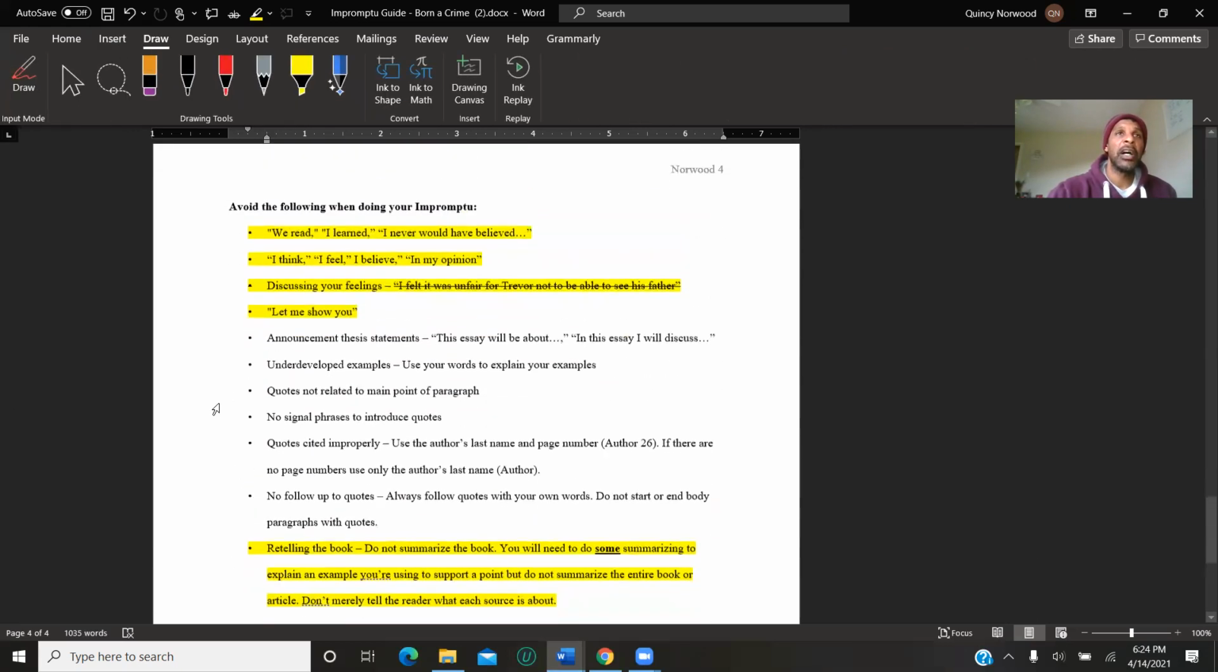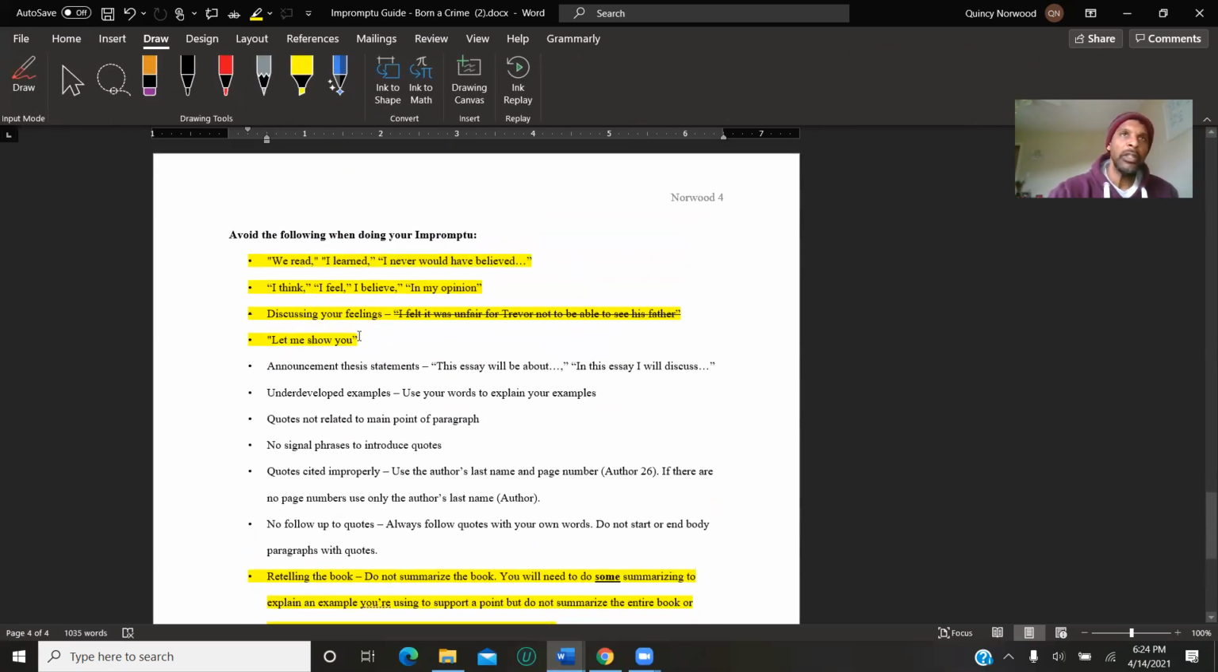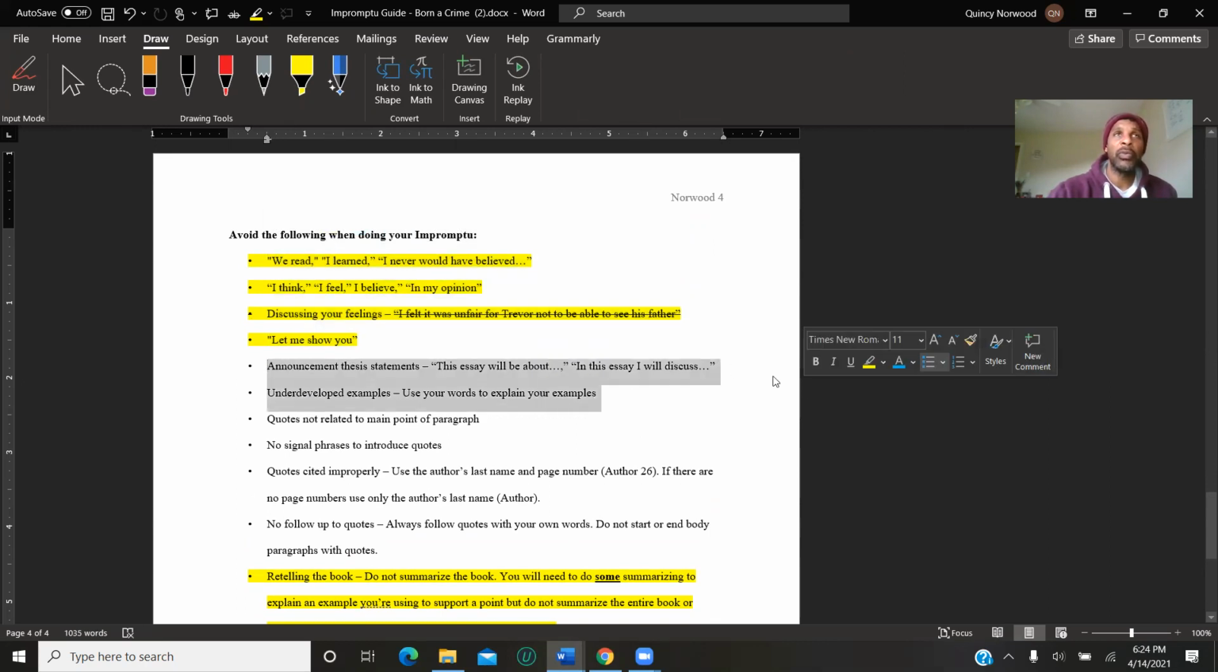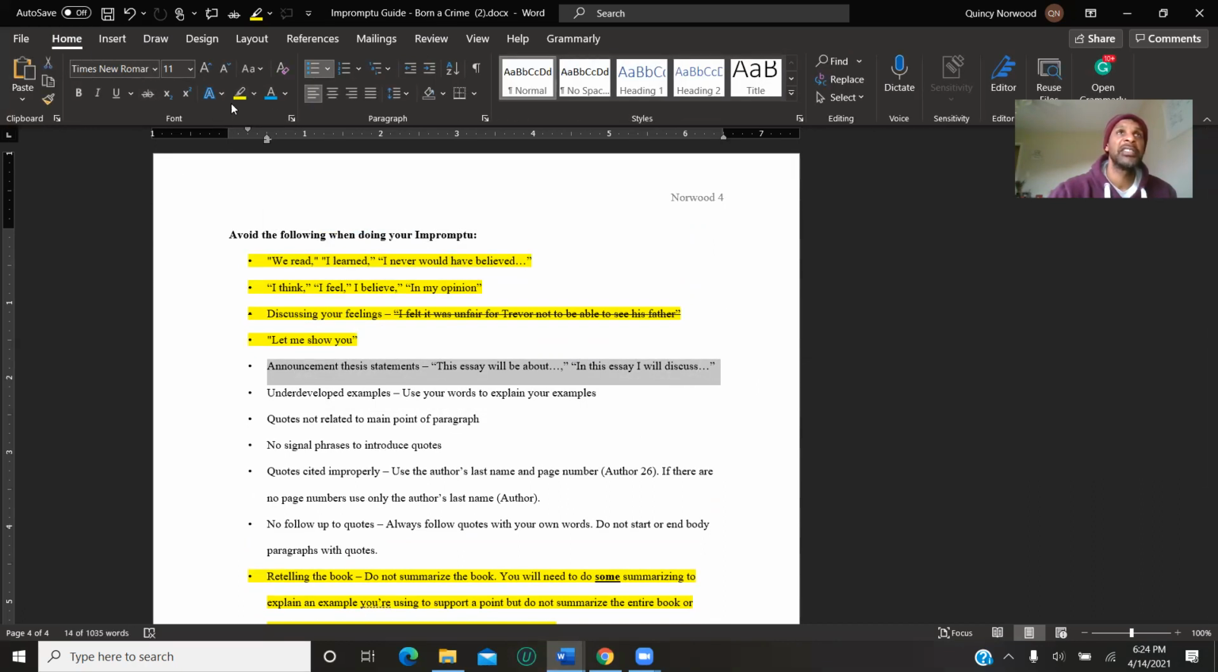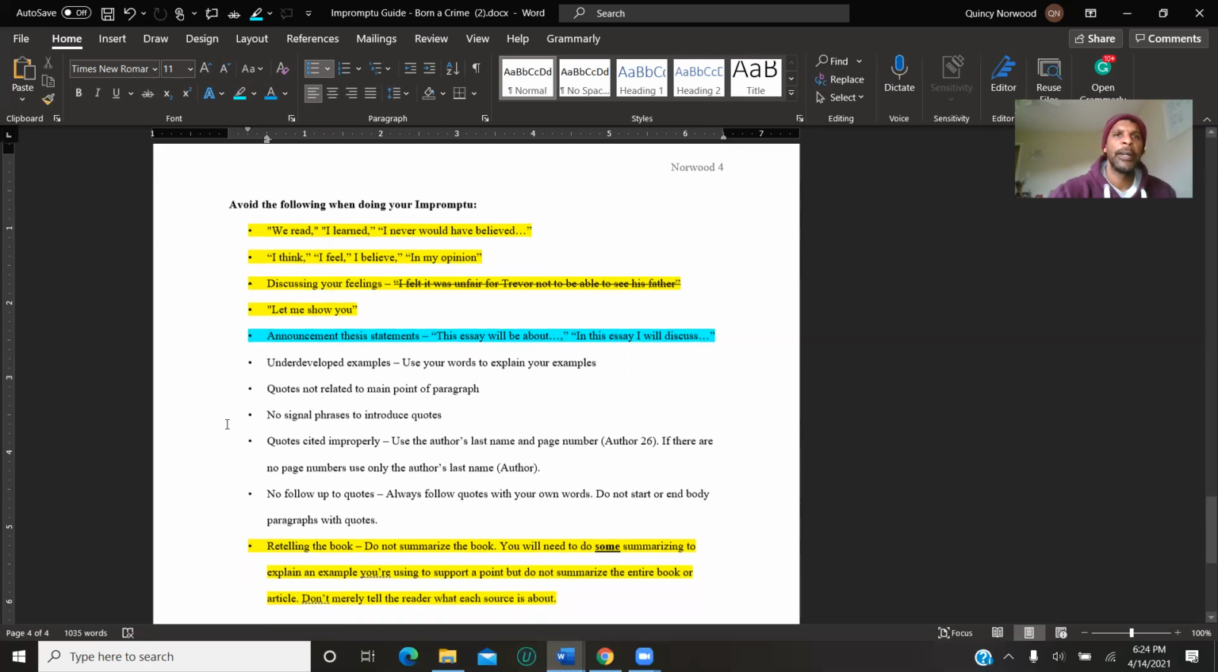And then here are some things that you certainly don't want to do in your essay. This is one of the main ones I've been seeing in the practices I've looked at in both of my sections of 1060. Try to stay away from thesis statements like this: this essay will be about, this essay will discuss. Okay.